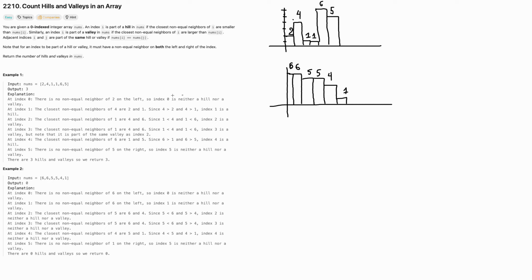For the first example, what is our problem? We need to count the number of hills and valleys in an array. The assumption is that we will not consider the first point of the array. Let's say this one has index 0, and we will not consider this point. We will start discussing from index 1.